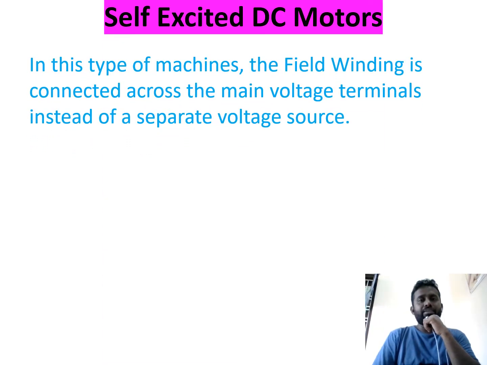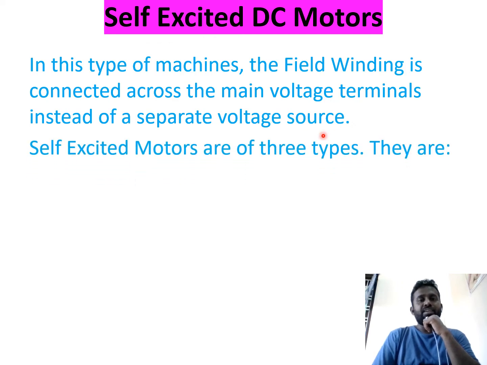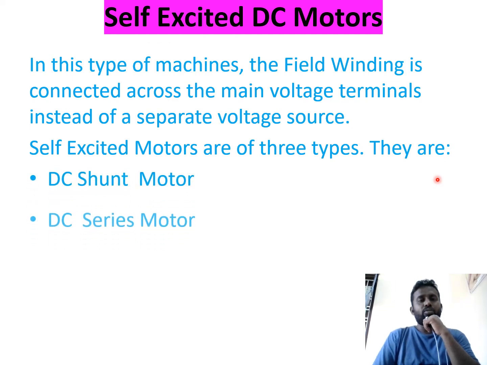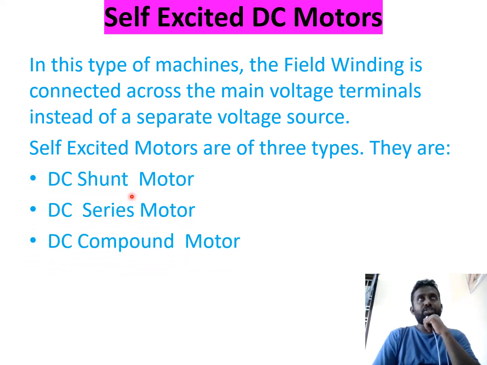What is a self-excited machine? We have already seen these topics in the previous lecture. So in order to revise once again, we are doing this. In this type of machines, field winding is connected across the main voltage terminals instead of a separate voltage source. It's self-excited, so field windings are connected to the same voltage source. Self-excited motors are of three types: series, shunt, and compound. DC shunt motor, DC series motor, and DC compound motor.